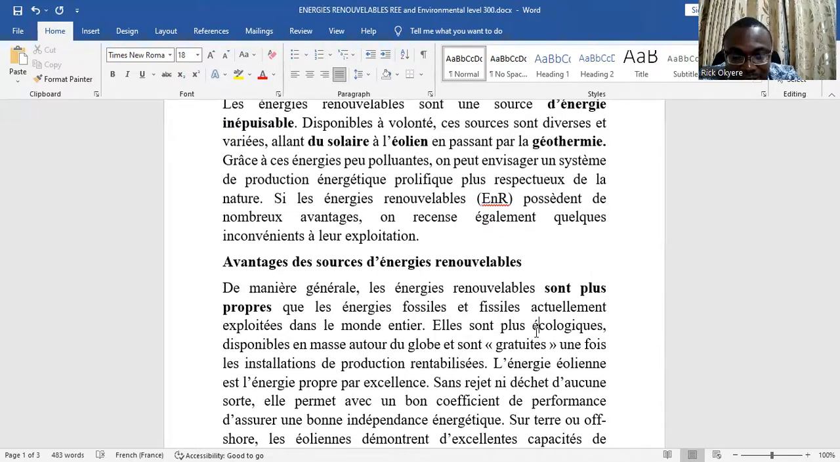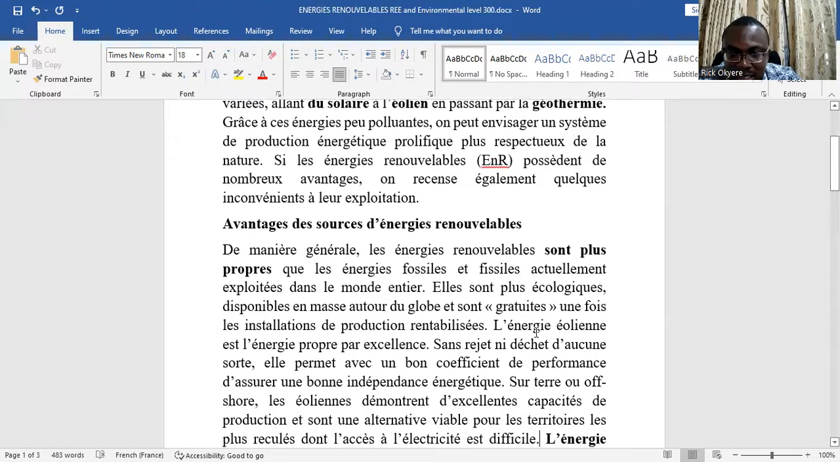Une fois l'installation de production rentabilisée, l'énergie éolienne est l'énergie propre par excellence. Wind energy is an excellent energy par excellence. Okay, it's a very excellent energy. Anywhere there's wind, you can tap into the wind energy and use it for whatever you want.